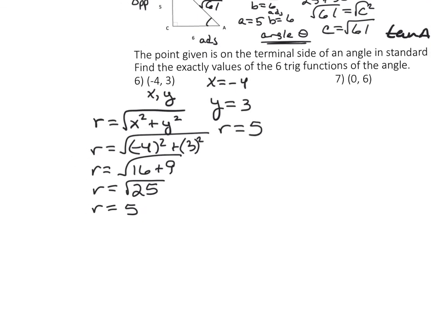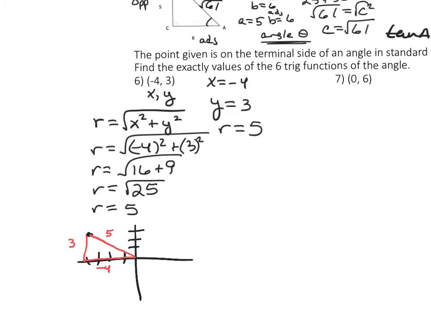If you wanted to graph this ordered pair, 1, 2, 3, 4, 1, 2, 3, here is the triangle it creates. This is the hypotenuse. It's the distance from 0, 0 to that ordered pair, and it's 5. And then you'll make the triangle back to the x-axis. This side length here is -4, and this one's 3.